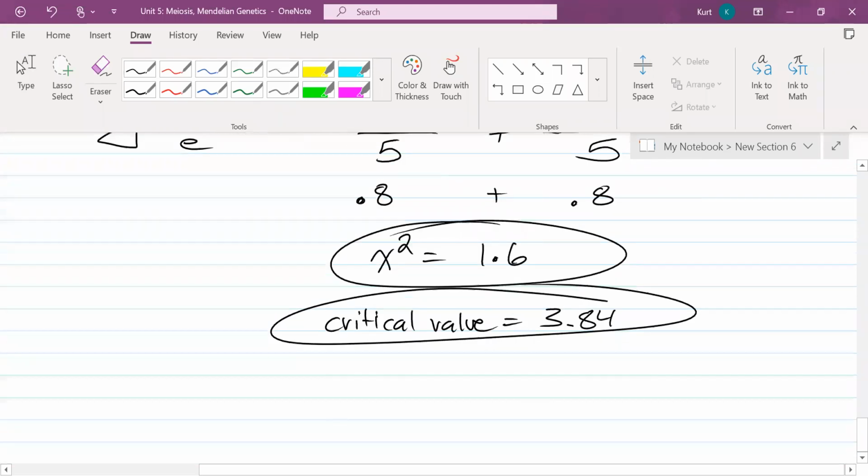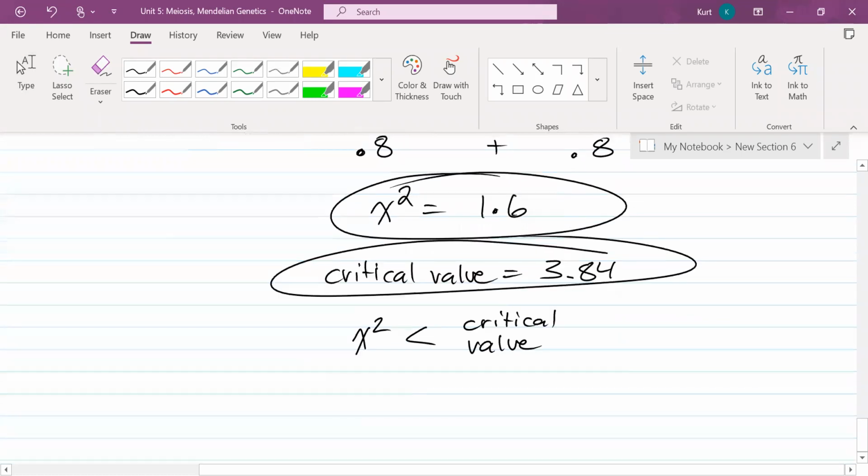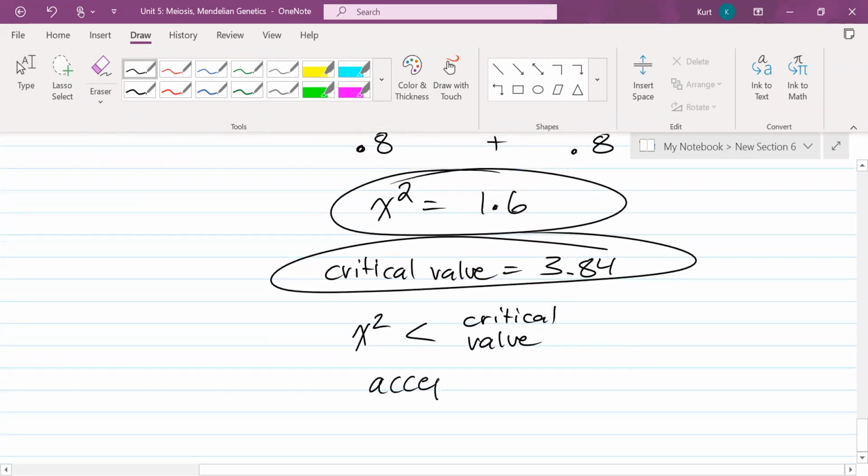So what value is greater, the critical value or our chi-squared calculated value here? So whenever chi-squared is less than your critical value, what do you do with your null hypothesis? Do you accept it or do you reject it? You accept the null. And accepting the null generally means it is possible to have 7 tall and 3 short based on the parent's genotype. There's nothing wrong with that. It's completely likely. If you were to reject the null, then you would say, no, that's not possible.